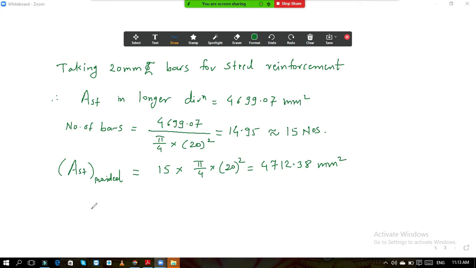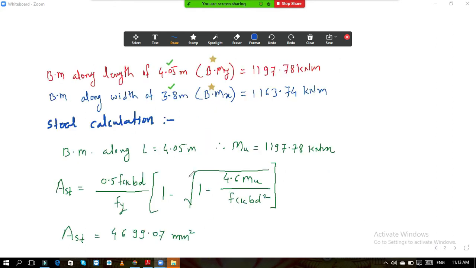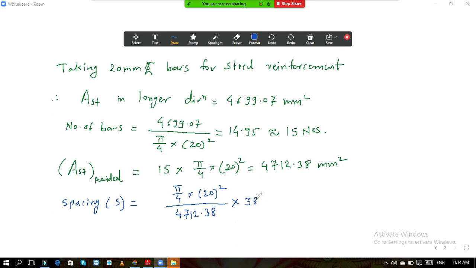So the spacing S is equal to, how do we calculate the spacing? Area of single bar divided by this provided Ast multiplied by width. Now what is the width? Here you understand that we are not doing the per meter width analysis. If you are calculating along longer direction, it means that your length is 4.05 meter, and parallel to that length you are calculating the steel. So your another dimension becomes your width. So it is 3800. This is your width.